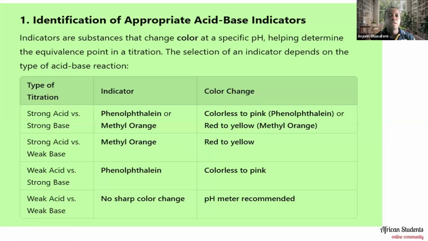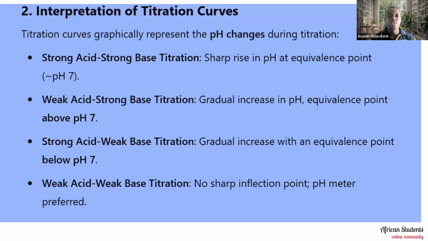Okay, all right. Let's move along now and look at interpretation of titration curves. Titration curves graphically represent the pH changes during titration. When you have a strong acid and a strong base titration, what you see is a sharp rise in pH at the equivalence point. And that equivalence point most of the time is approximately a pH of 7.